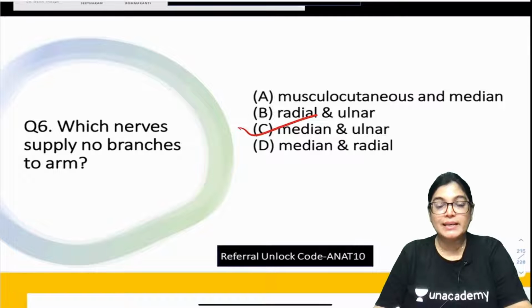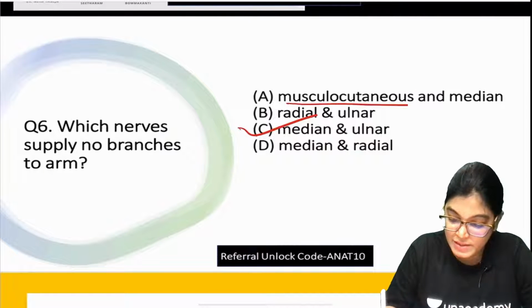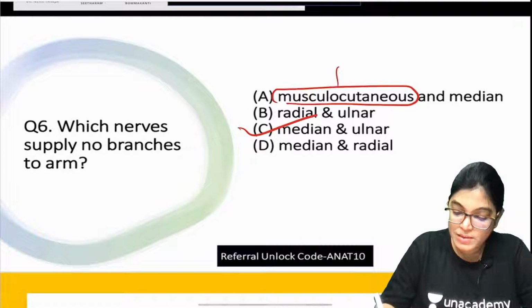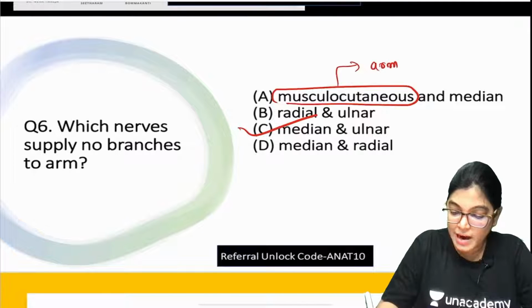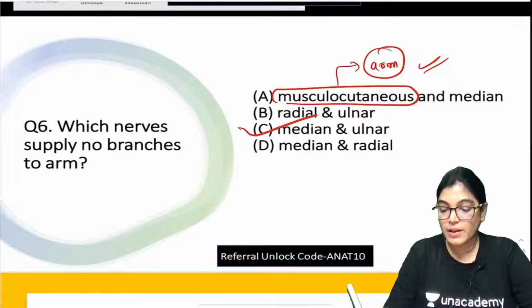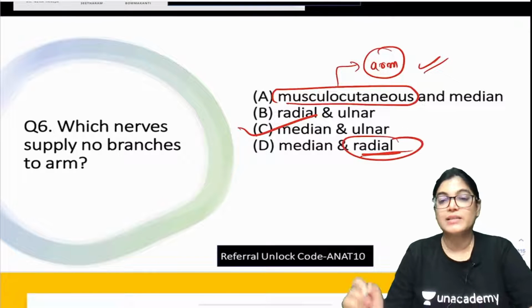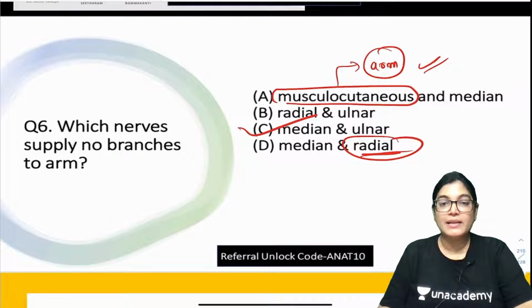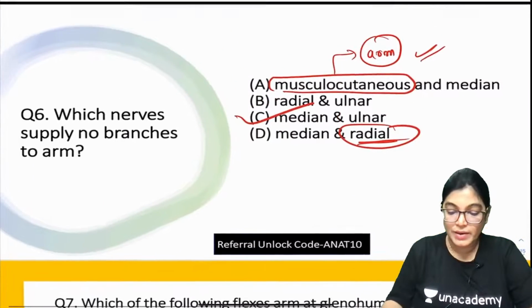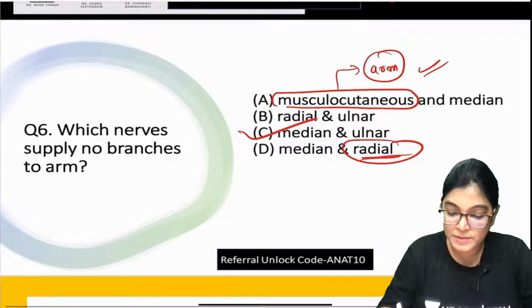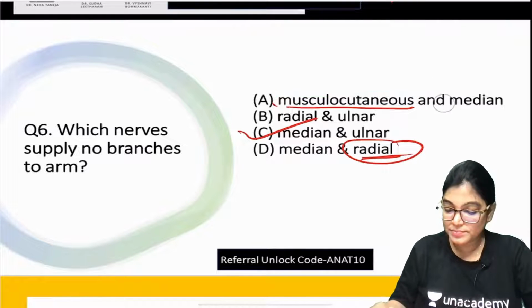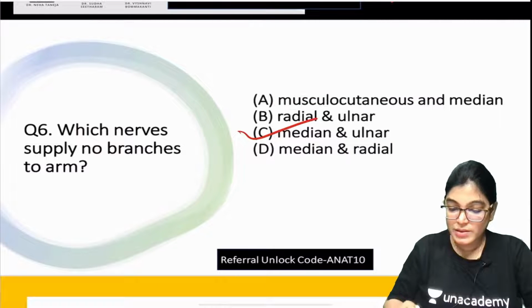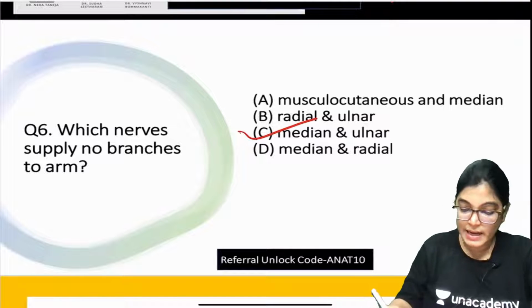But when we see the radial nerve and the musculocutaneous nerve, here the musculocutaneous nerve is supplying all the anterior arm muscles, and the radial nerve is supplying the triceps muscle in the arm. Okay. So yes, the correct answer will be median and ulnar nerve not giving any innervation. So let me just write here itself. So yes, we have got C as the correct answer.